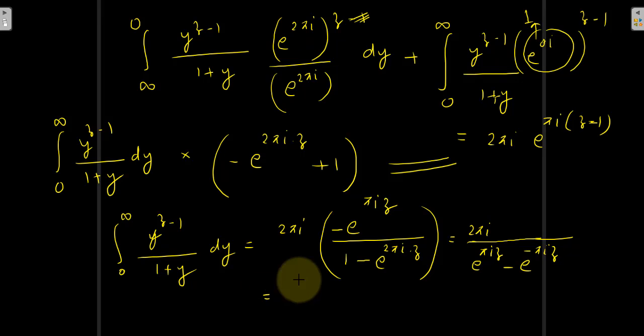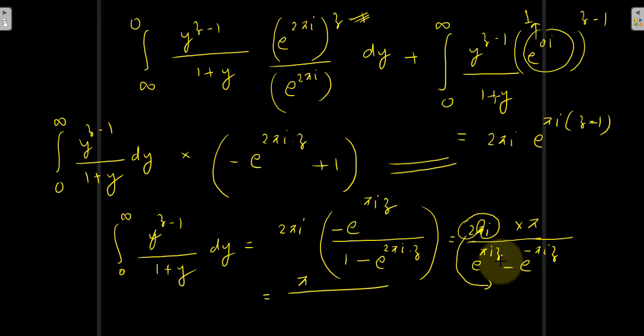And what you do now, you separate this 2i and divide by 2i here. So you can take this here, and what remains is multiplied by pi. So what you get? Pi divided by (e to the power pi i z minus e to the power minus pi i z) upon 2i. What is it? It is sine pi z. So this was the result that we were trying to prove today in this lecture.